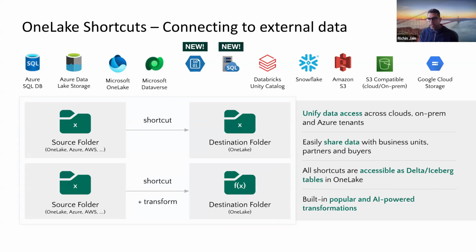What we also launched recently is the shortcut transform. So we allow you to do some file transformation as part of creating those shortcuts. So imagine you have your CSV files sitting in an Amazon S3 bucket. And if you create a shortcut transformation, you can convert those CSV files to Delta Lake. So it's not a one-time transformation. We keep it refreshed. So if you're dropping more CSV files in your Amazon S3 bucket, they will show up as Delta tables on the OneLake side. We keep it fresh.